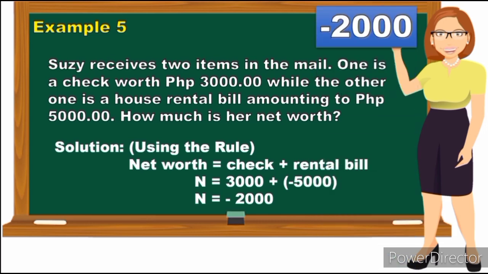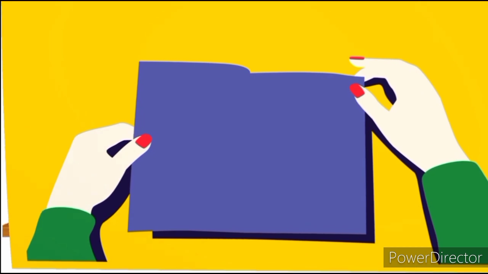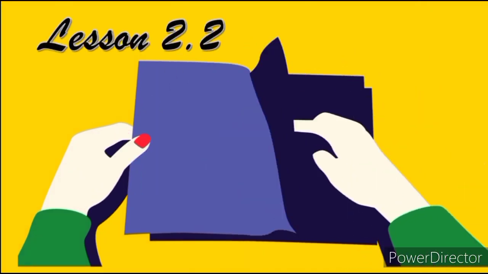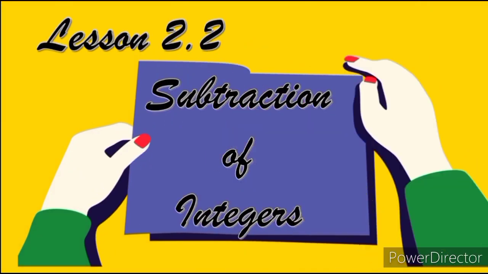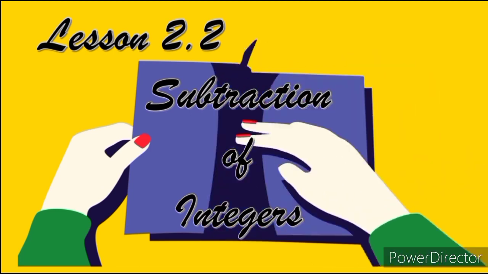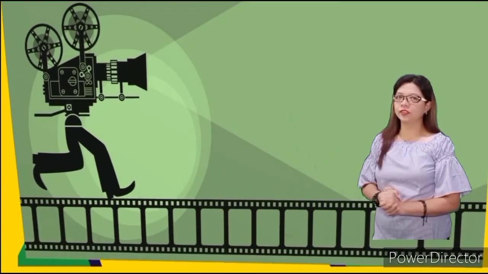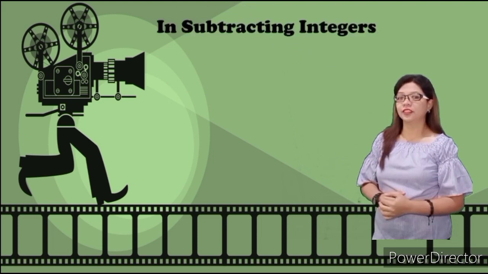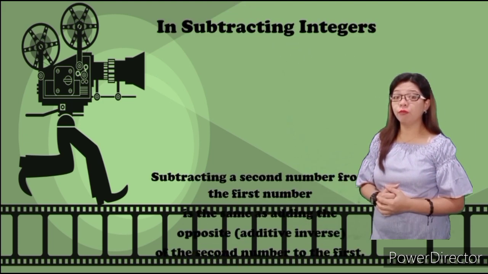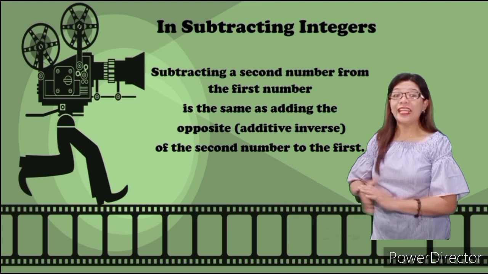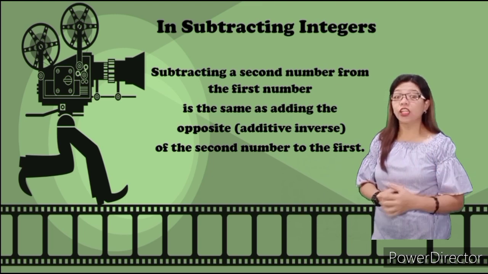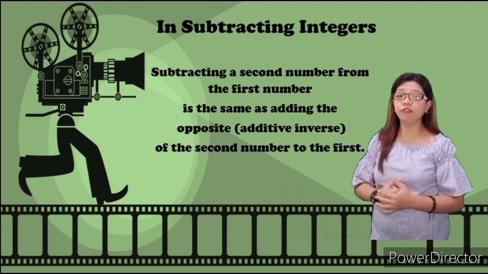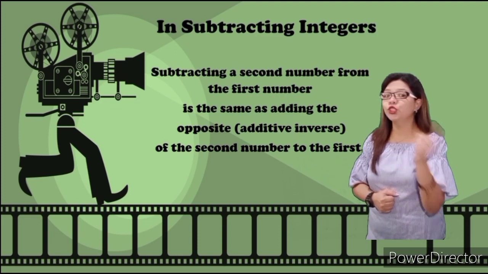Correct, negative 2,000. Lesson 2.2, Subtraction of integers. In subtracting integers, subtracting a second number from the first number is the same as adding the opposite or the additive inverse of the second number to the first.